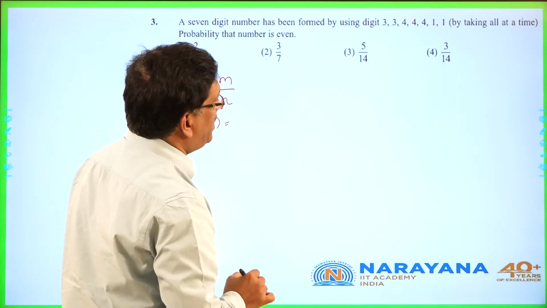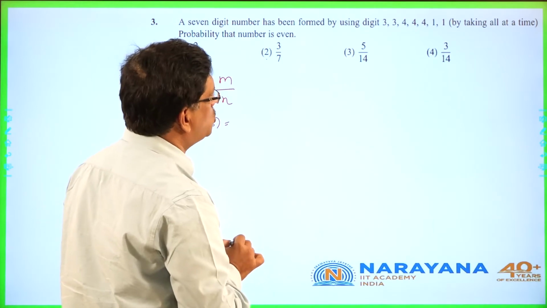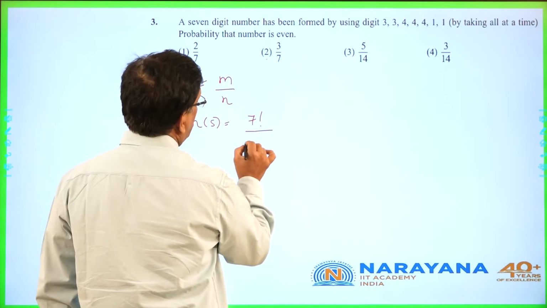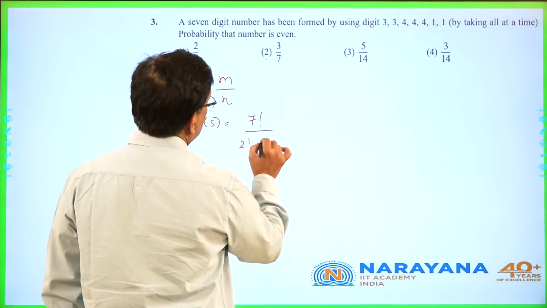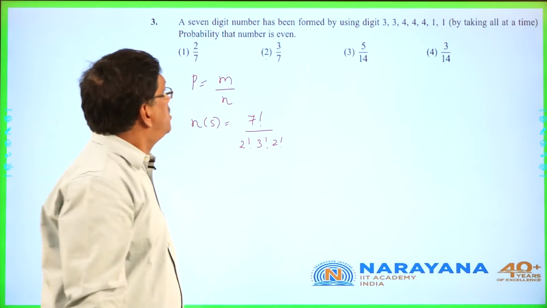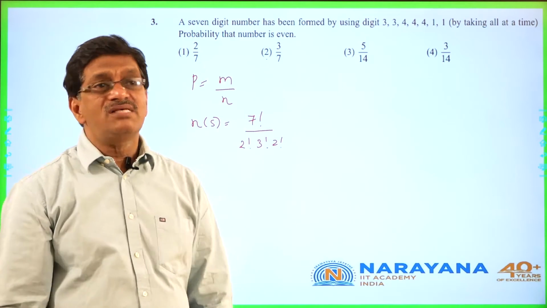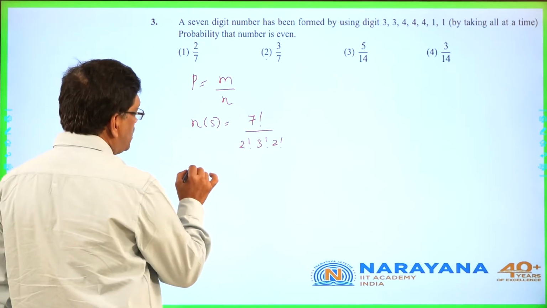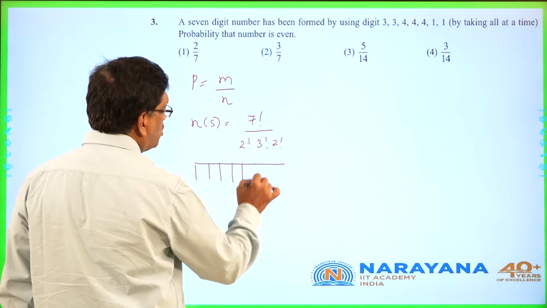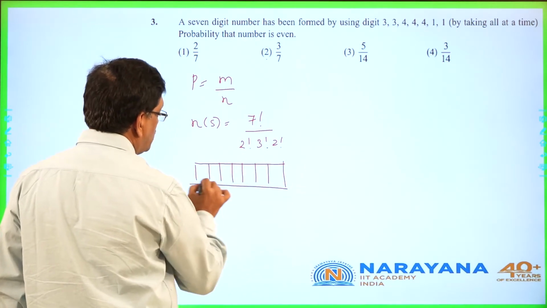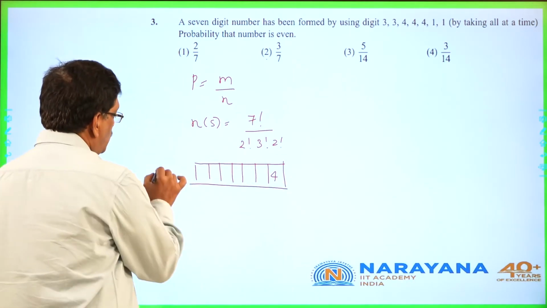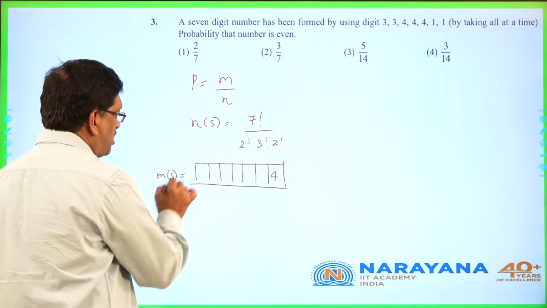By taking all at a time, 2, 5, 7: 7 factorial by 3 repeated twice, 4 repeated thrice, 1 repeated twice. Right? Probability that the number is even. Number is even in the sense 1, 2, 3, 4, 5, 6, 7. Here compulsorily you have to fix 4 in the units place.